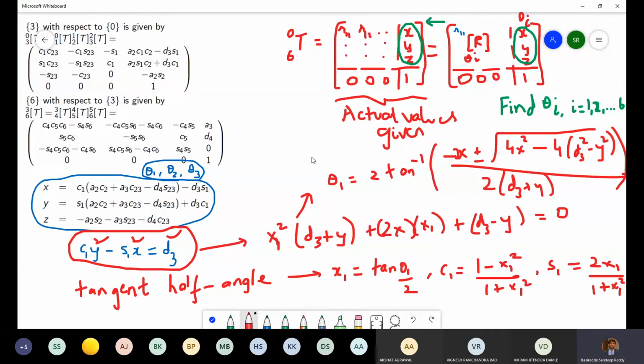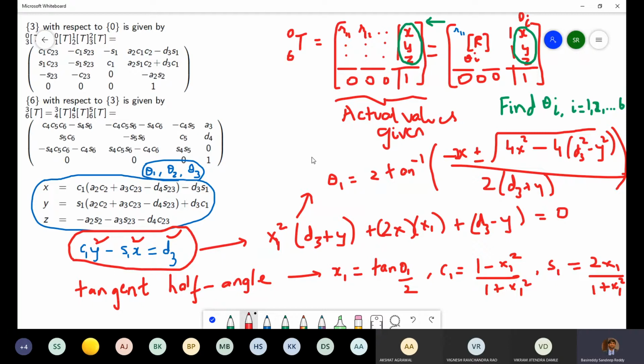You can also do it that way, which you had mentioned. You can write S1 as root of 1 over C1 square, and you can solve from there. You can take the square on both sides and expand. That also is correct. I think you'll get more or less the same expression. It has to be the same. So you're right. Okay, so far so good. So now theta 1 is done.